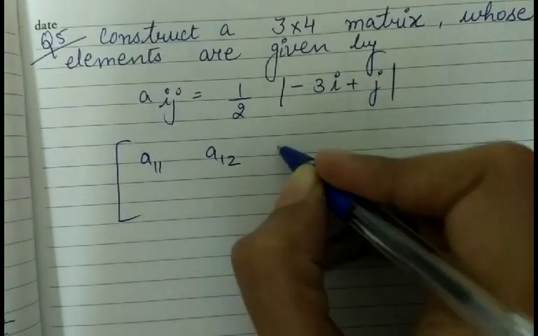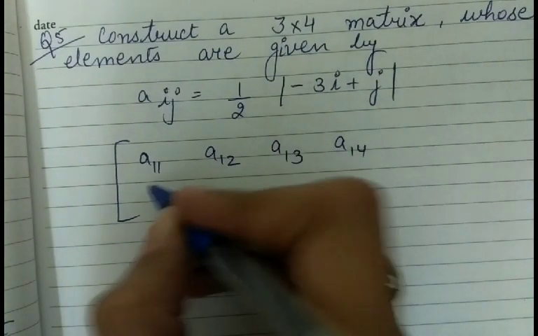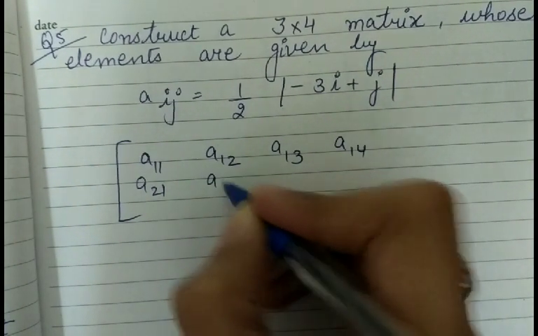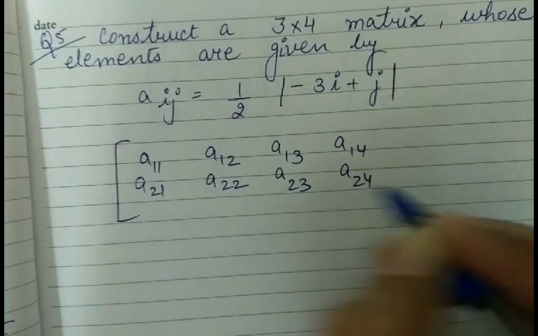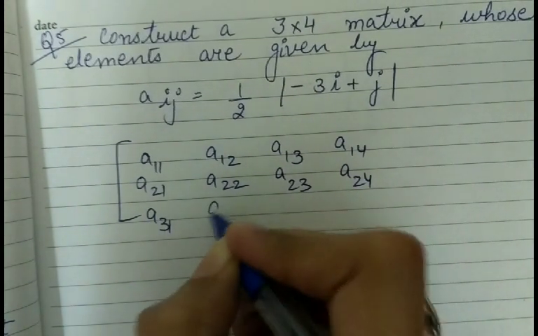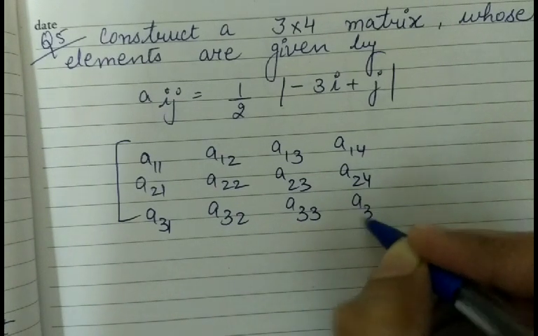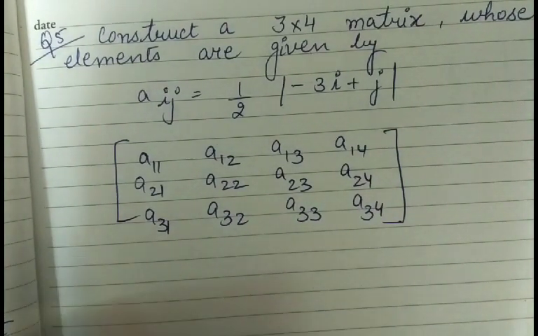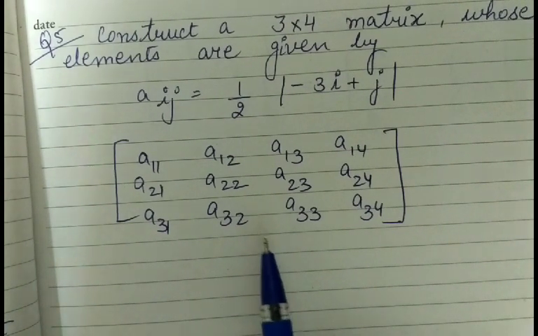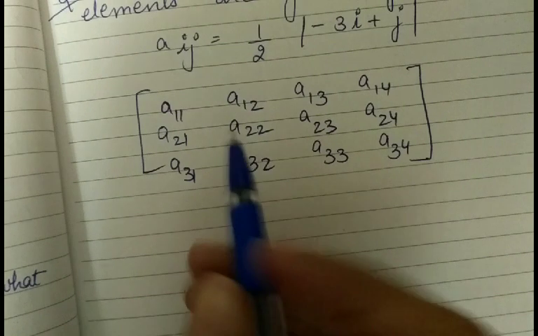A11, A12, A13, A14, A21, A22, A23 and A24, A31, A32, A33 and A34. So here we have constructed a schema of the matrix of the order 3 into 4. Now start putting the values.